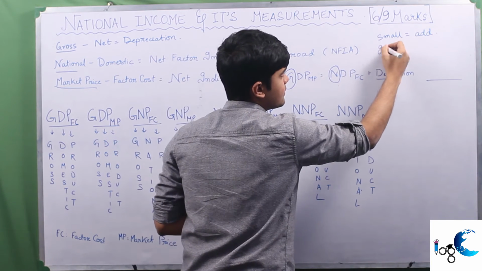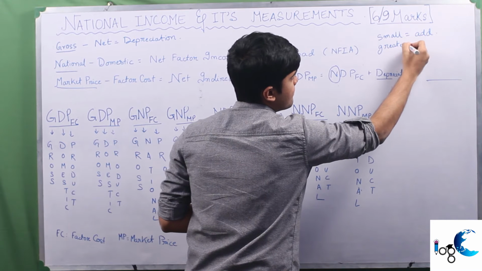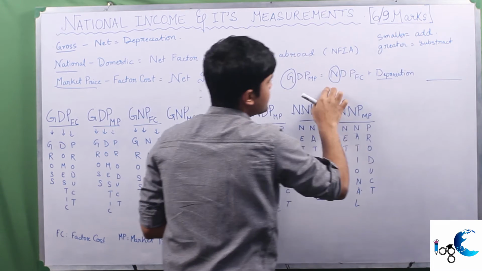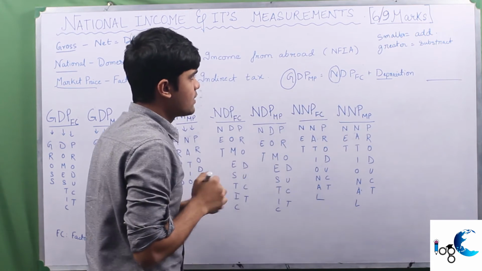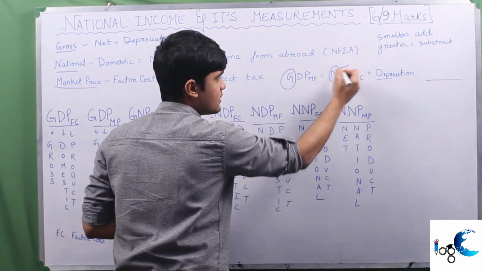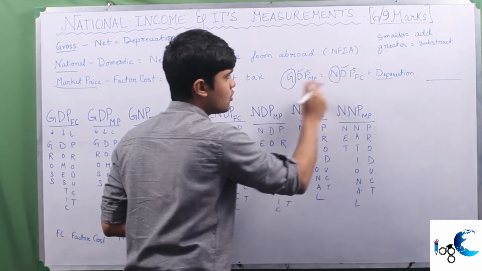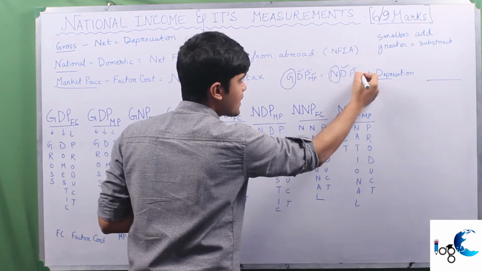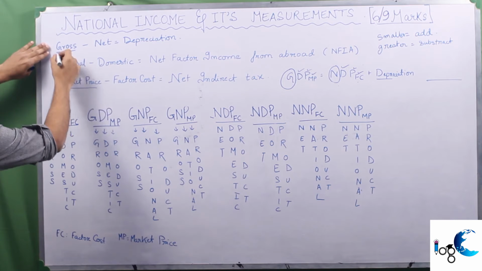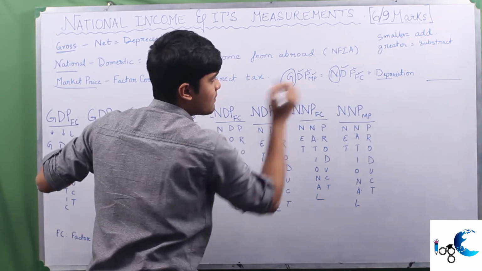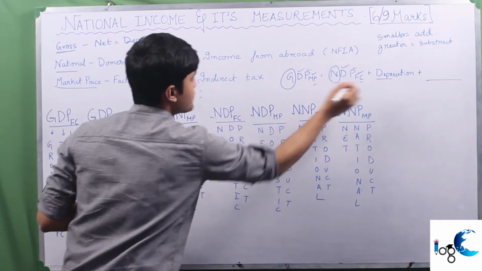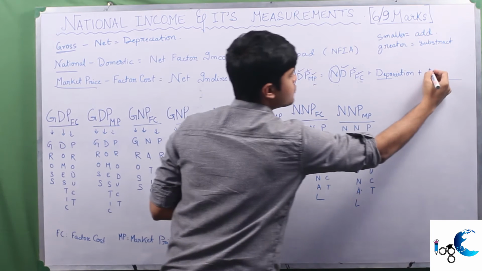So I am writing here: if smaller, then add; if greater, then subtract. Net is smaller than gross, so we are adding. Now see the next thing. Domestic, these are the same, there is no difference. Product, no difference. Second difference is market price and factor cost. Factor cost is smaller than market price. So if small, we add. What is the difference between market price and factor cost? It is net indirect tax. So plus net indirect tax.